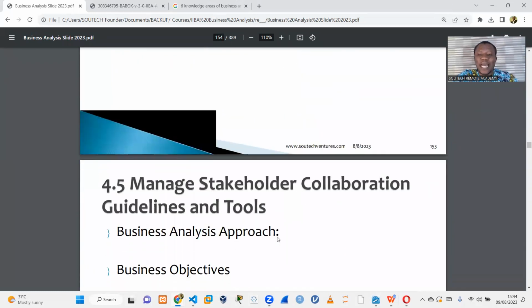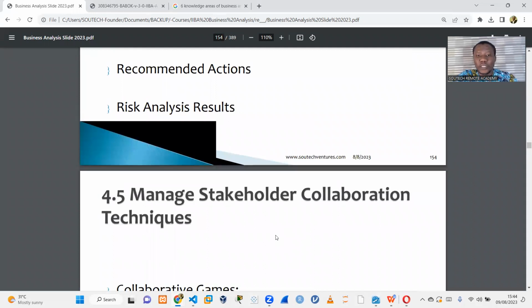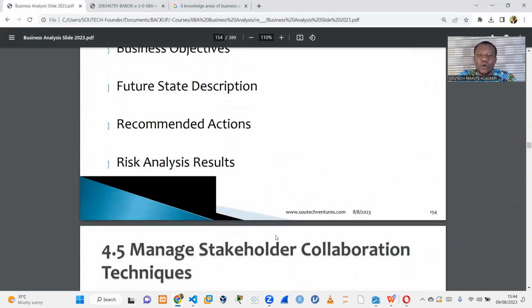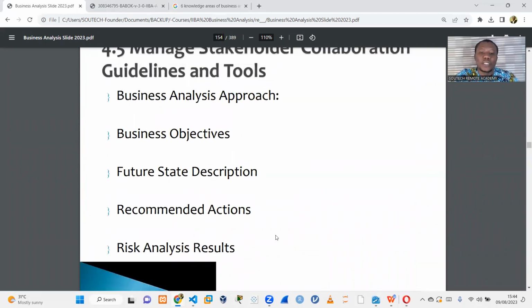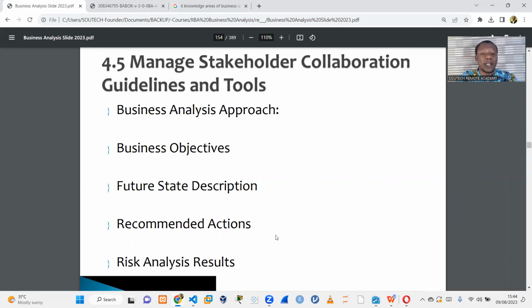Now, what are some of the guides and tools you can use for this? So, business analysis approach, business objectives, future state description. Where are you going to? We tell how you are going to also manage collaboration for the stakeholders, right? Your recommended actions play a role also. And of course, your risk analysis. If you've done your risk analysis, what are your risks? What are the threats to this project? What are the threats to you delivering this value?